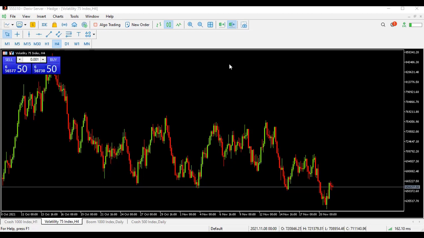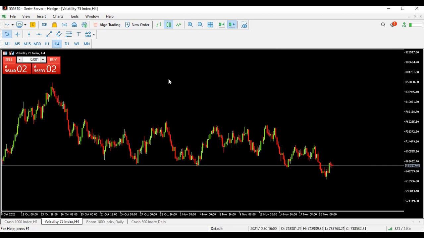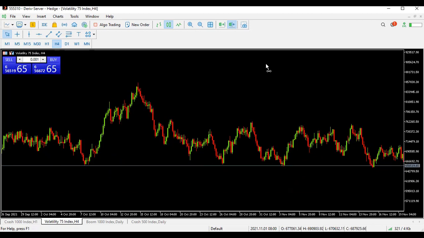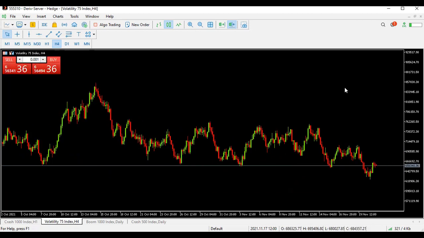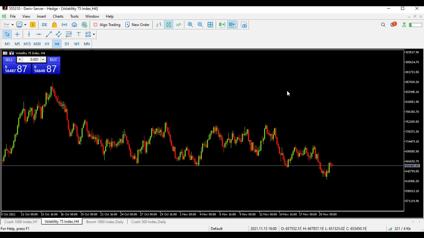All right, so let's get started. Draw zones. How to draw zones and place your trade. How to draw support and resistance zones.